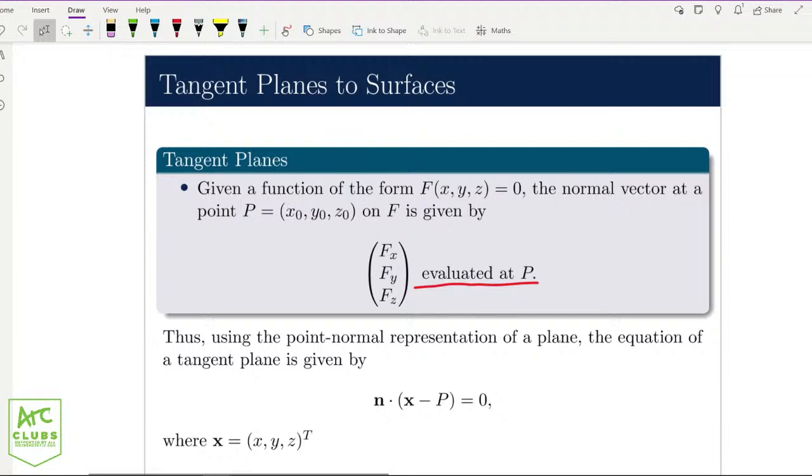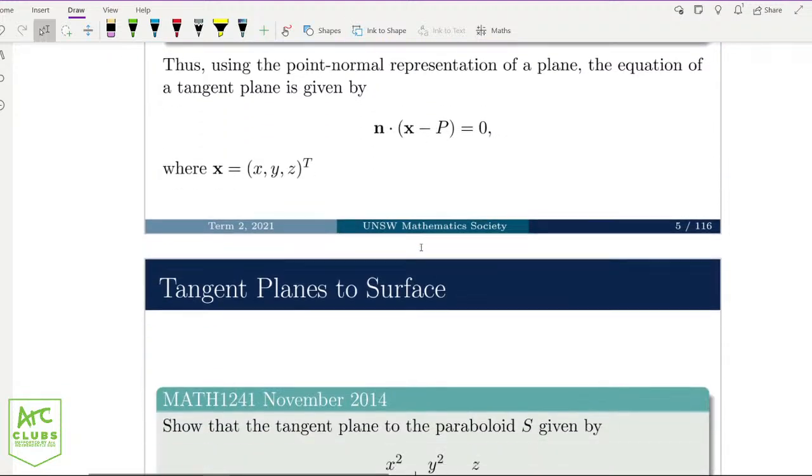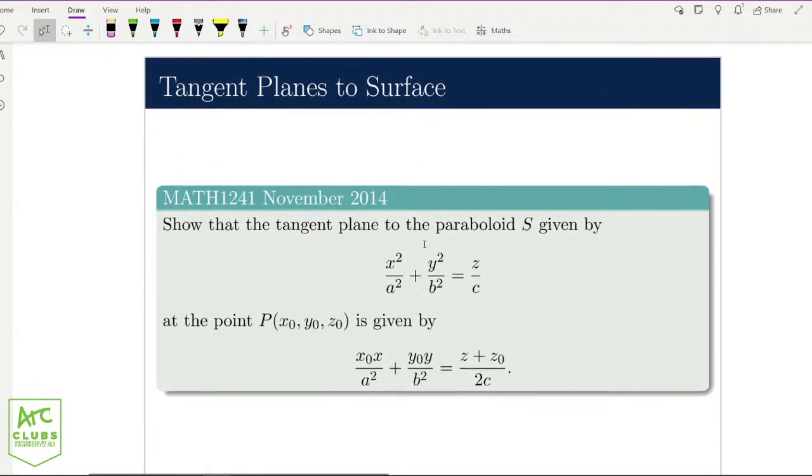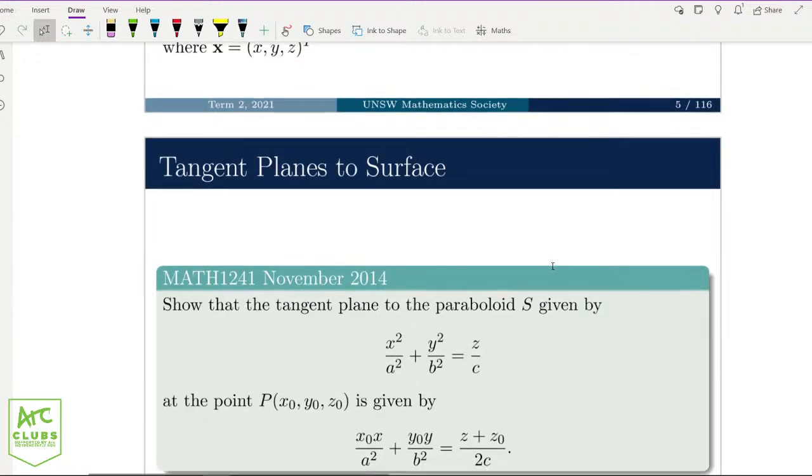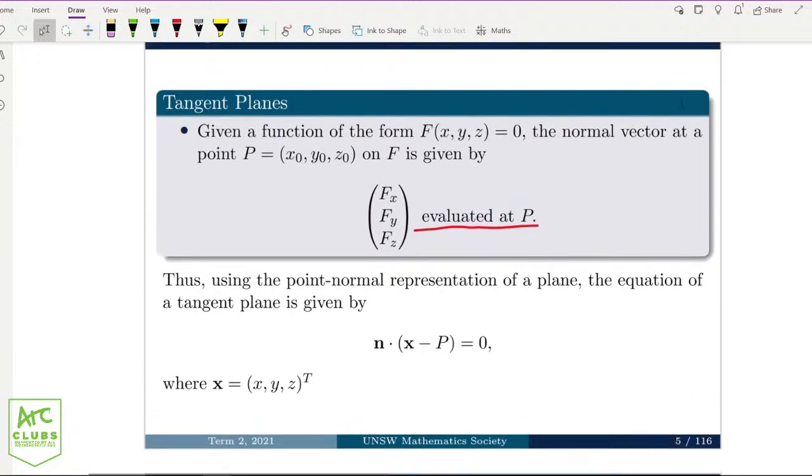Now let's have a look at a past exam question taken from 2014. The question says, show that the tangent plane to the paraboloid S given by this particular expression at the point P equal to x0, y0, z0 is given by this expression. So what's the first thing we do? If we scroll back to the previous slides, it tells us the first thing we want to do is find the normal vector to the tangent plane.